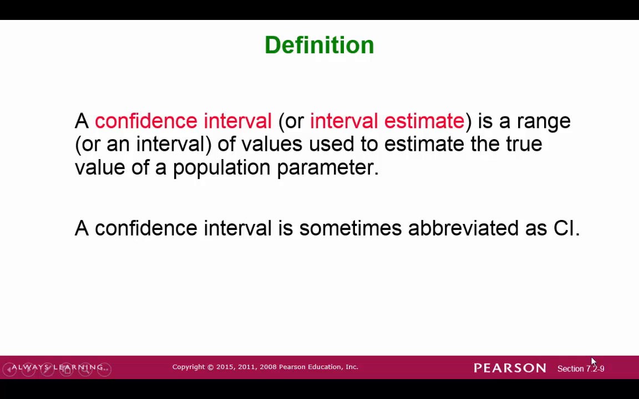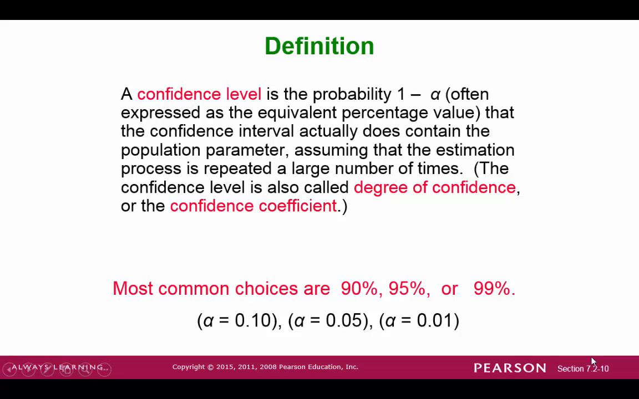Now let's define confidence interval. The confidence interval is a range of values used to estimate the true value of the population parameter. So we sometimes call it CI for confidence interval. When we're dealing with confidence intervals, the idea of a confidence level will be important for us. So it's a probability 1 minus alpha that the confidence interval actually does contain the population parameter, assuming that the estimation process is repeated a large number of times. The confidence level is also known as the degree of confidence.